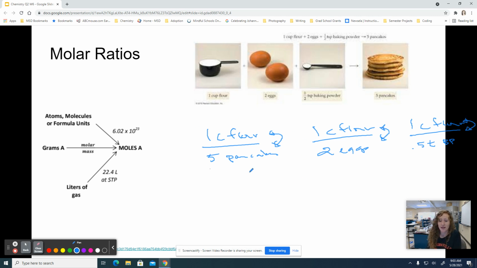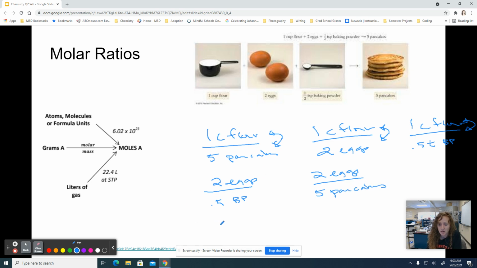Now, I could go ahead and do that with everything else. 2 eggs. We already have its relationship to flour. Let's write out its relationship to baking powder. 2 eggs and its relationship to pancakes.